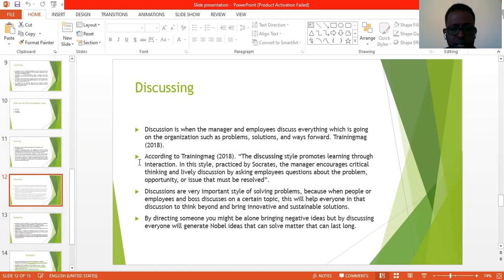Discussion is a very important style of solving problems because when employees and the boss discuss a certain topic, this helps everyone in that discussion to think beyond and bring innovative and sustainable solutions for the company. By directing, you might be alone, bringing a negative idea perhaps, but by discussion, everyone will be able to generate novel ideas that can solve the matter and last long.